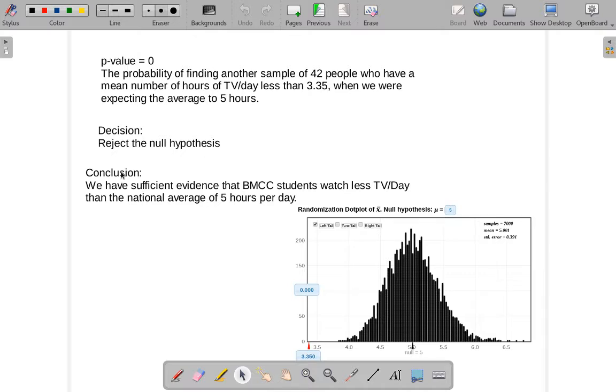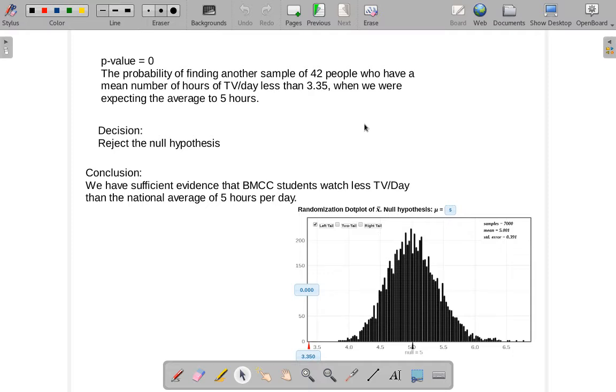So that brings me to my conclusion. The conclusion is like what I would give for a press release. So we have sufficient evidence that BMCC students watch less TV per day than the national average of 5 hours per day. Now, can I say that BMCC students watch 3.35 hours per day? The answer is no. I would have to do a confidence interval to set a range and a margin of error on that, which I didn't do here. And often we do confidence intervals and hypothesis tests hand in hand because we're trying to estimate some parameter or test something about that parameter. And again, a parameter is some measurable attribute of a population. In this case, how much TV per day BMCC students watch.